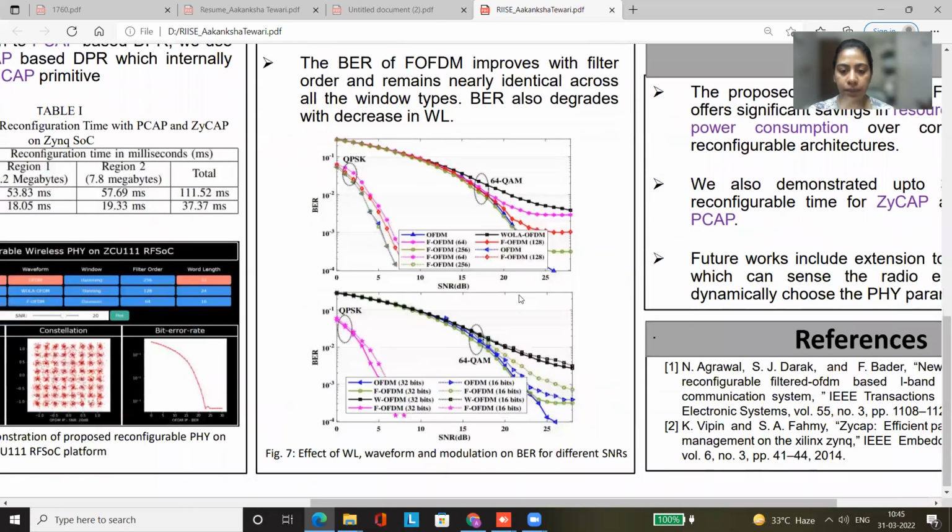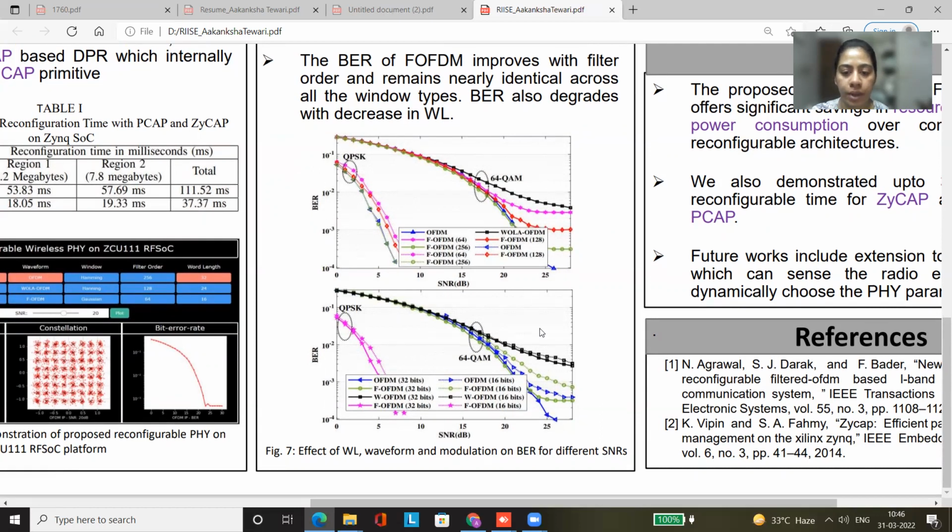For the bit error rate plots, we have also demonstrated for different waveforms. This black plot is for VOLA OFDM. Since all windows were giving an identical plot, we have only kept one. This is the variation of the bit error rate with increasing order. As the filter order increases, the bit error rate reduces. And also on comparing QPSK and 64 QAM modulation schemes, we can see that the QPSK modulation scheme gives much better immunity to AWGN noise as compared to 64 QAM.